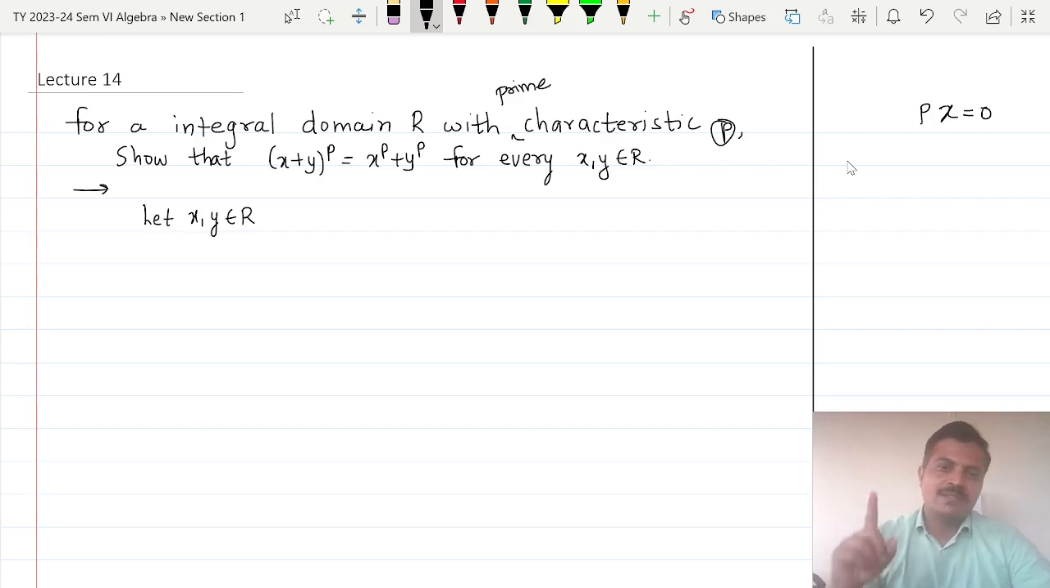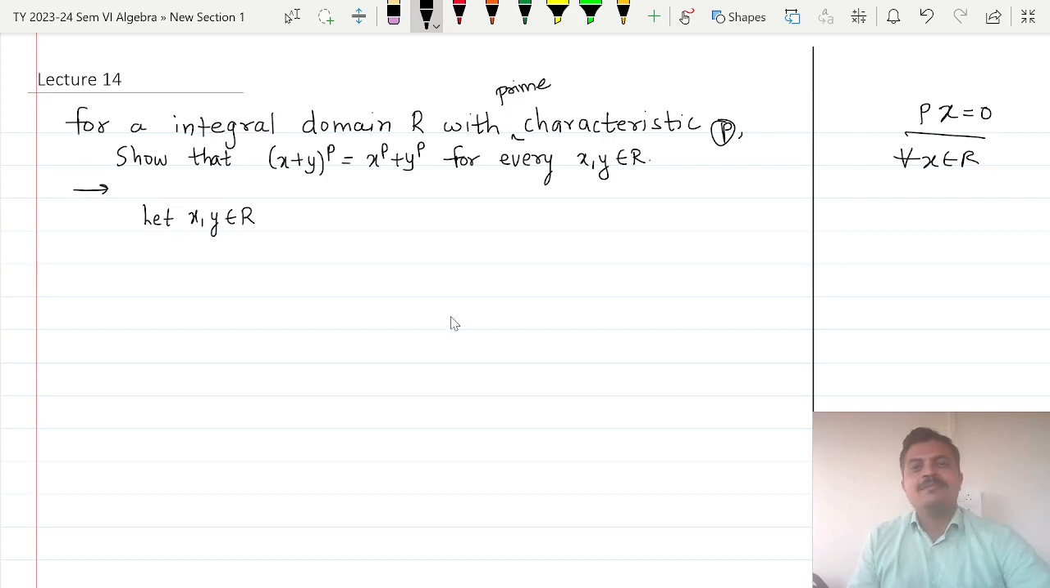The first one is R is an integral domain, therefore the ring is commutative and the binomial theorem can be used. Second, the characteristic of the ring is p. It means px will be equal to 0 for all x belonging to R. And the third thing is p is a prime number. Now let us begin with the proof.